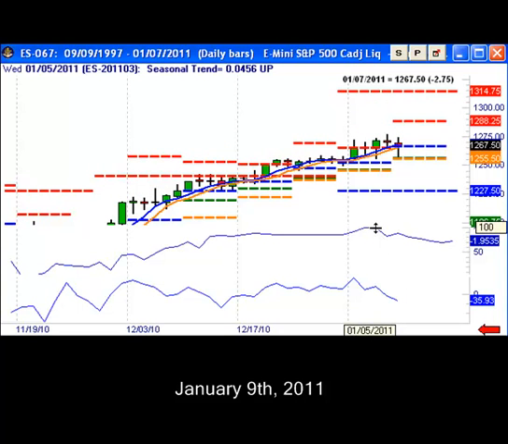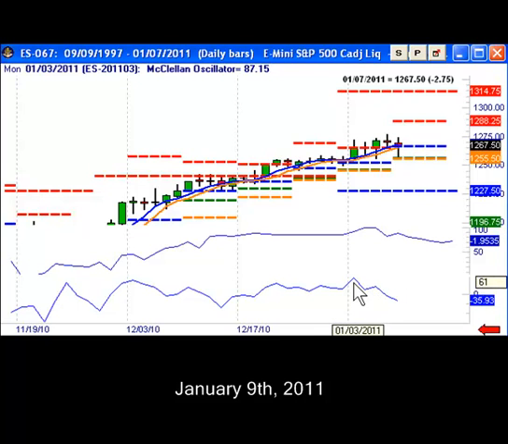From a seasonal perspective, we typically peak out right here, about the 5th trading day or the 5th of January. Underneath this next blue line here is the McClellan oscillator. Every time, if you look up here in the header toolbar, it'll show me price when I'm in this window. It'll show me the seasonal trend in this window, and then it'll show you that we're looking at the McClellan oscillator.